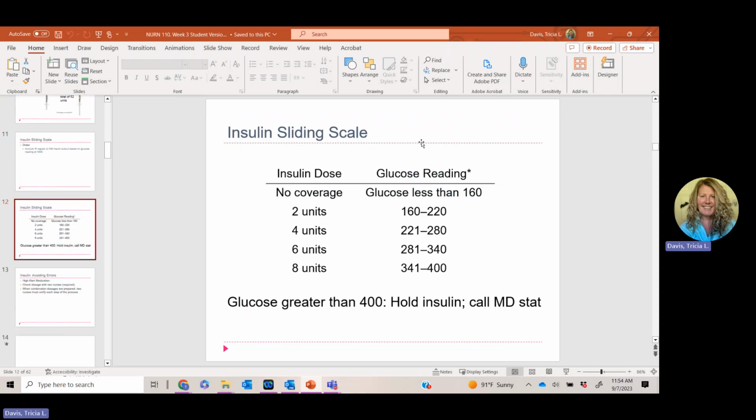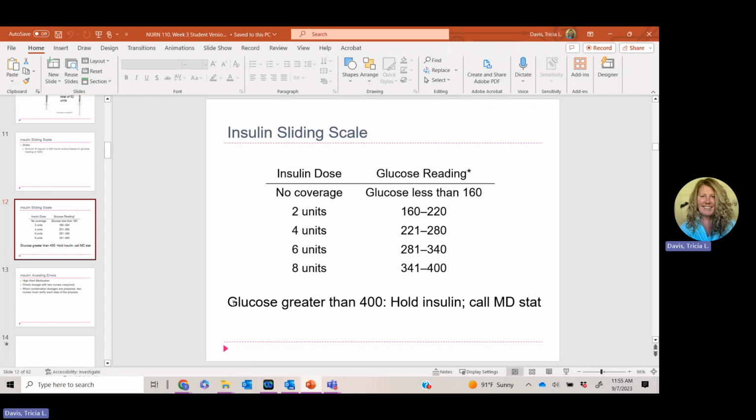So this is what it would look like in the MAR. This is our sliding scale. Over here is the amount of insulin that we will give. Over here are our blood glucose readings that will determine how much we will give. And then we have some parameters down here. So we know her blood sugar was 162, so let's look on the chart. 160 to 220, we're going to give 2 units. So we're going to give her 2 units of insulin.